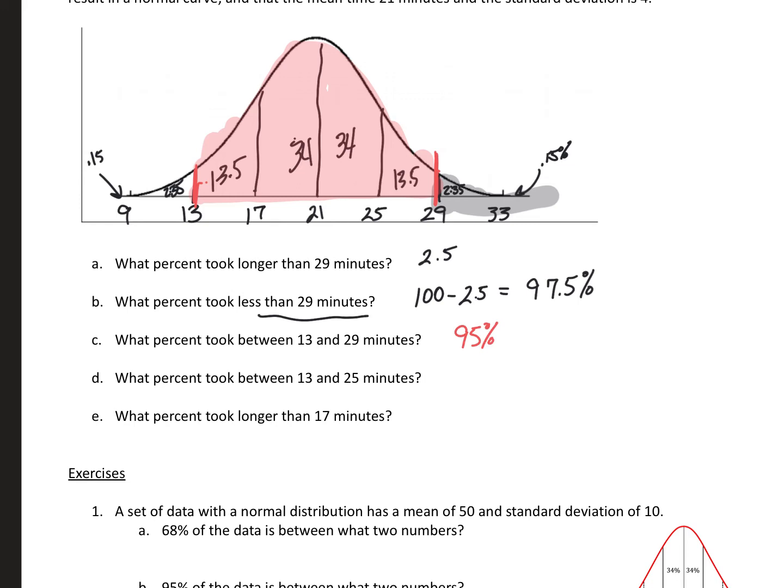Now the next one takes us to 13 to 25. Well, 13 to 25% is very similar, but we are going to cut off at 25. We could add up those percentages, or we can just recognize the part that we took away. Well, we were sitting at 95%, but we took away 13.5% from our 95%. So when we take 13.5% away from 95, we are now at 81.5%.